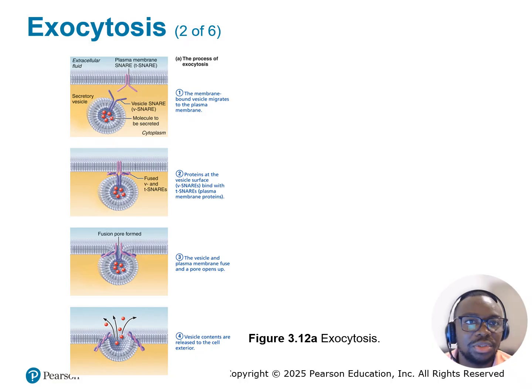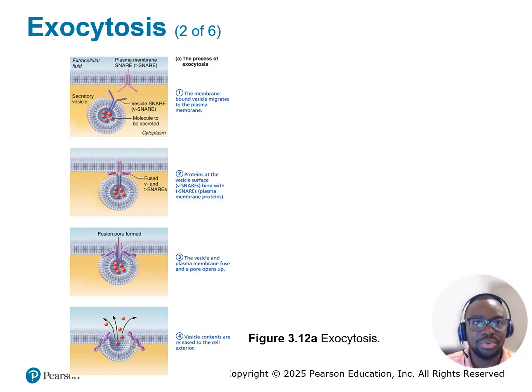This figure illustrates the 4 key steps in exocytosis. In step 1, a membrane-bound vesicle is shown in the cell's cytoplasm. The vesicle contains molecules to be secreted from the cell. The vesicle surface has membrane proteins called V-snares. This vesicle is migrating with its content to the plasma membrane.